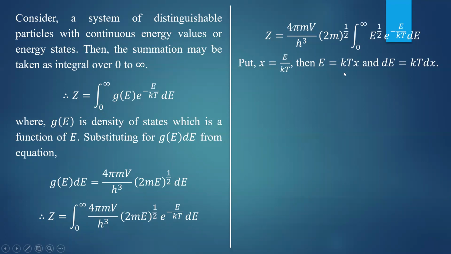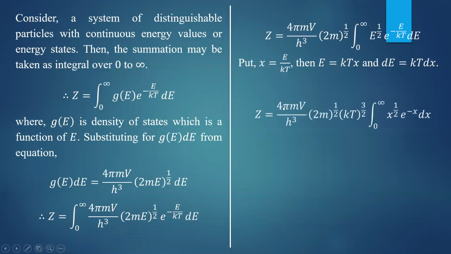Then what will be the value of e? E will become kt into x. The energy E will become kt into x because x equal to e by kt. And dE, if you differentiate it, x is the variable, E is the variable here. dE will be equal to kt into dx because k and t are constants. Boltzmann constant k and the absolute temperature T of the system are constants for this particular state. So substitute here: you put E by kt as x, substitute E equal to kt into x, and replace dE by kt into dx.